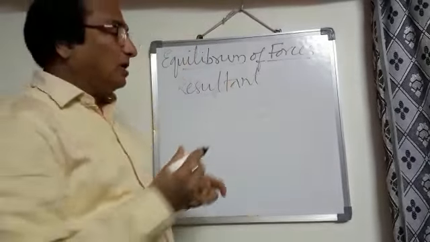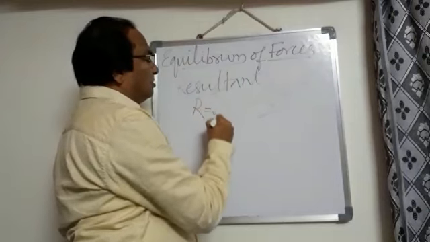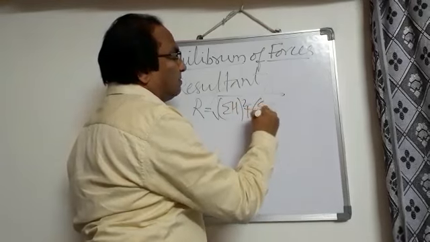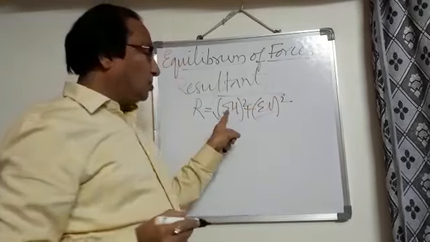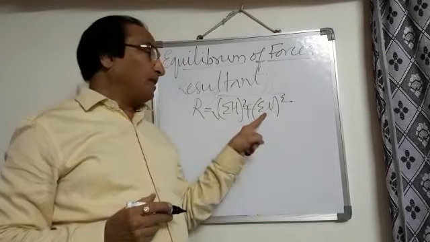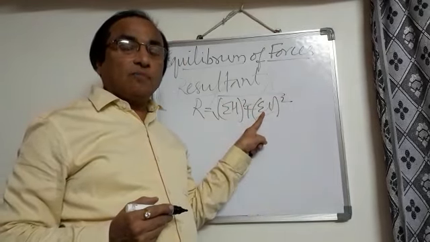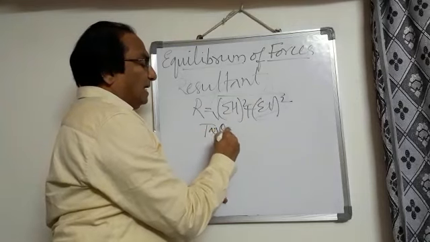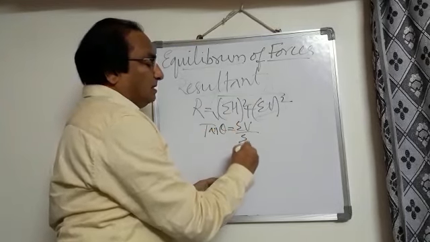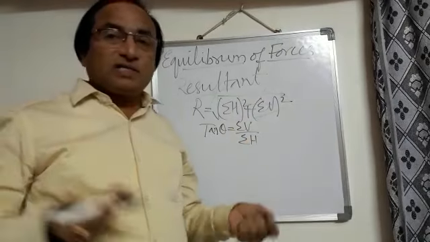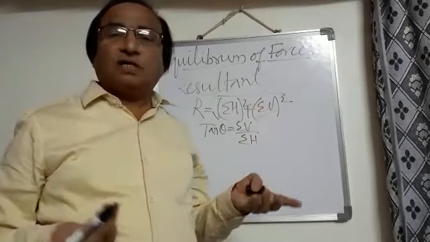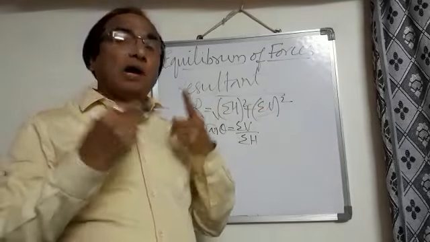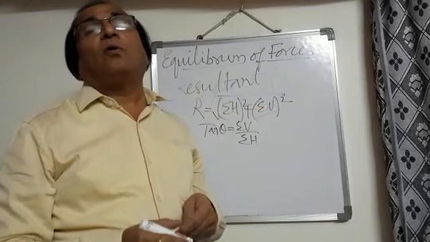and the formula we have used to find out the resultant R is given by under root of sigma H square plus sigma V square, where sigma H is the horizontal component of all the forces and sigma V is the vertical component of all the forces, and the angle made by the resultant with horizontal, tan theta, is given by sigma V by sigma H. If it is concurrent force system, these equations are enough to find out the resultant of the force system, because the resultant will pass through the point of contact of all the forces.